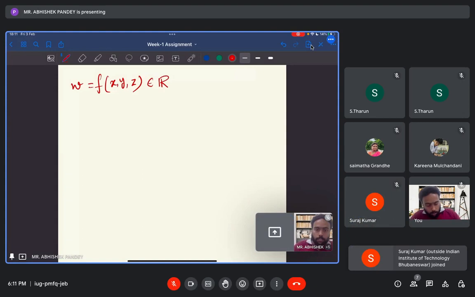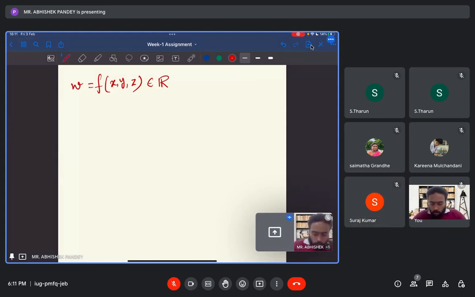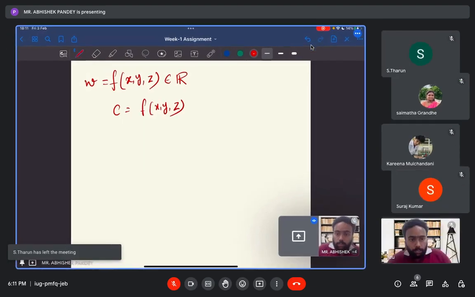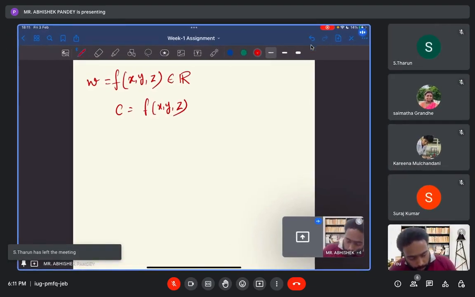So for such functions we will choose a constant. Suppose we choose a constant c such that f of x comma y comma z is equal to c. Now we can draw the graph of such a function. Such a thing is known as a level surface.